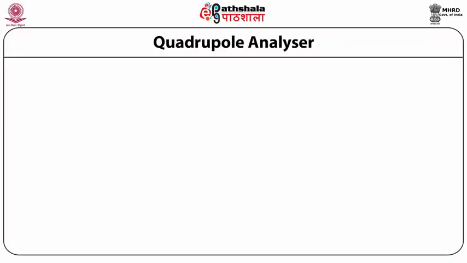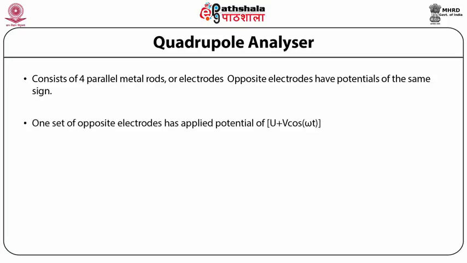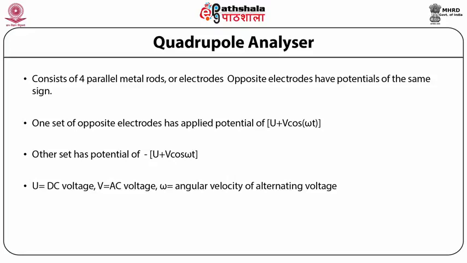The second development in the analyzer is the quadrupole analyzer, which consists of 4 parallel rods of metal or electrodes. Opposite electrodes have potentials of the same sign. One set of opposite electrodes has an applied potential of U + V cos ωt. The other set has a potential of -(U + V cos ωt), where U is the DC voltage, V is the AC voltage, and ω is the angular frequency of the alternating voltage.